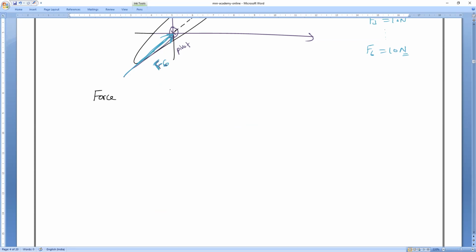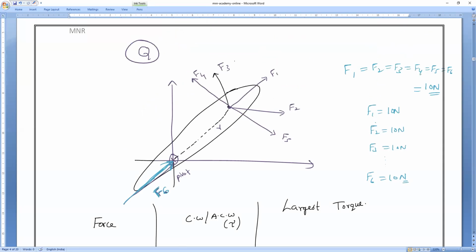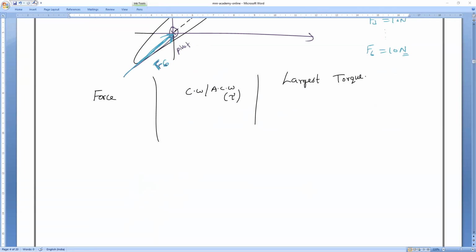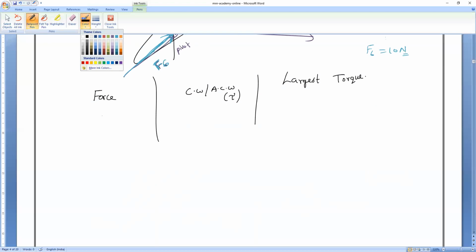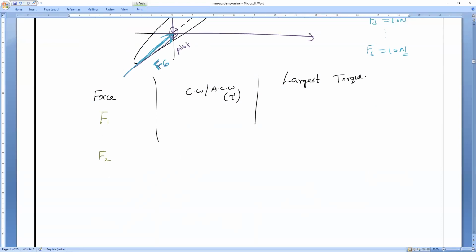So for each applied force, is it clockwise or anti-clockwise direction of torque, either positive or negative? And who will create the largest torque? Which force? Suppose, imagine 6 people are applying the force according to the diagram. Now, who will create the largest torque? That is our question. Do you understand, everybody? All of you clear what I'm saying? Yes, please respond. Now, totally how many forces? 6 persons are applying 6 forces.